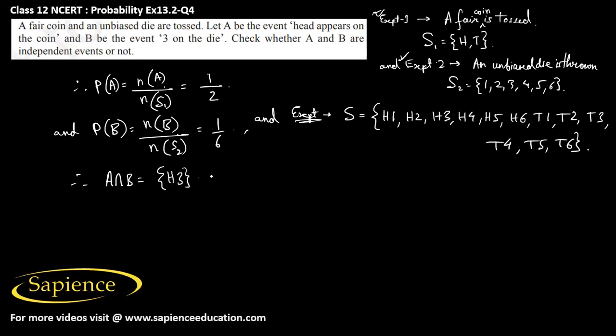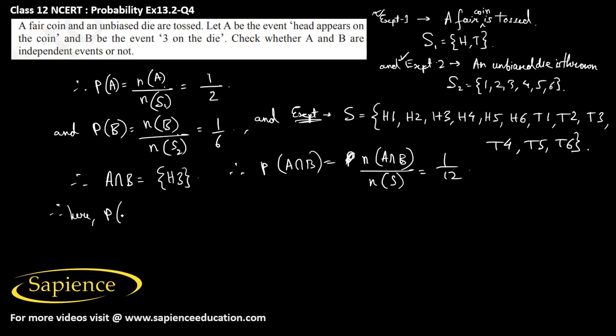Therefore, the probability of A intersection B is the number of outcomes in the event A intersection B divided by the number of outcomes in the sample space S. So that would be 1 by 12. Here we can see that the probability of A intersection B is 1 by 12, which is also equal to 1 by 2 into 1 by 6.